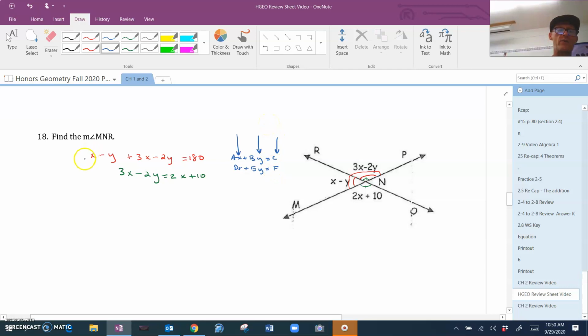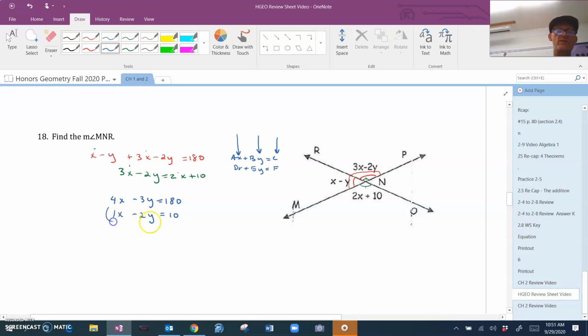To do that, I will look at the first equation and I will write it as 4x minus 3y equals 180. And then I will do the second equation by subtracting the 2x here, and I get 1x minus 2y is equal to 10.